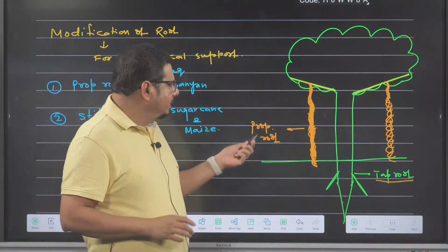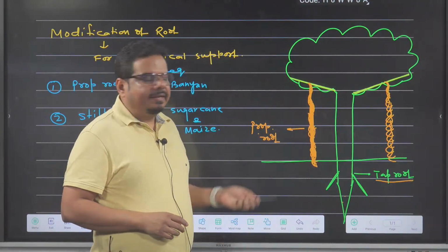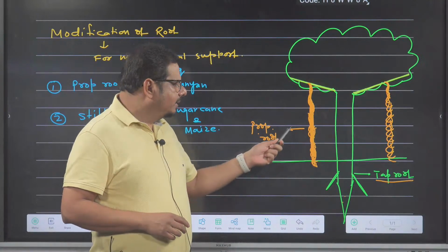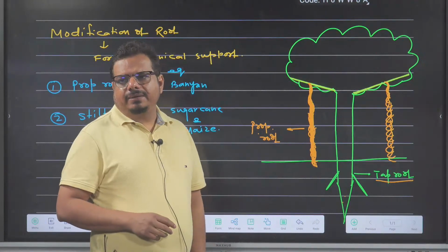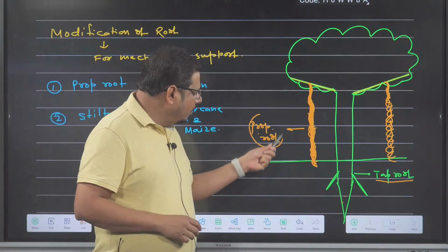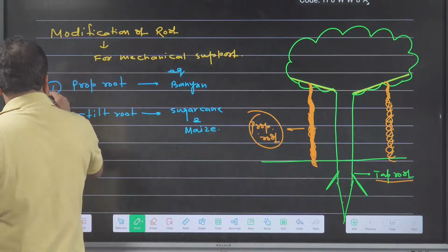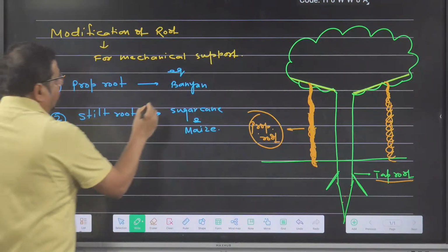So this prop root is in air, so it is aerial. It arises from branches, so it is adventitious. It is looking like a pillar, so it is called pillar-like root. And also what? Prop root. I hope you understand about it. So this is the modification over, that is a prop root in banyan tree.